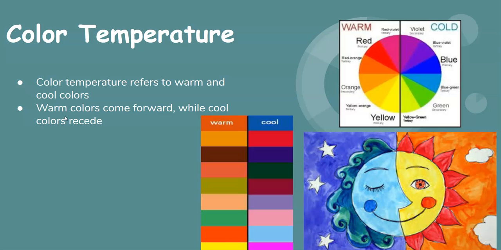The next one is color temperature. Color temperature refers to warm and cool colors. Warm colors come forward while cool colors recede. The warm colors, you could say, are more red, orange, and yellow, while the cool colors are blue, purple, and green, or light green. Here are some more warm and cool colors, and as you can see, here's a contrast between warm and cool. So, yeah.